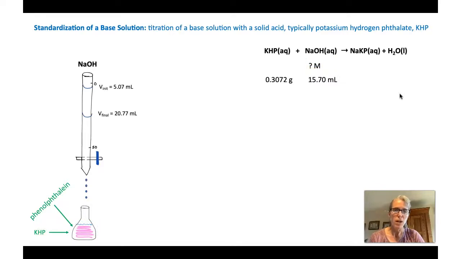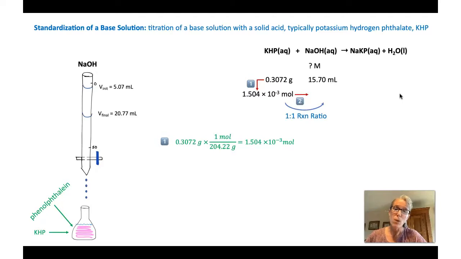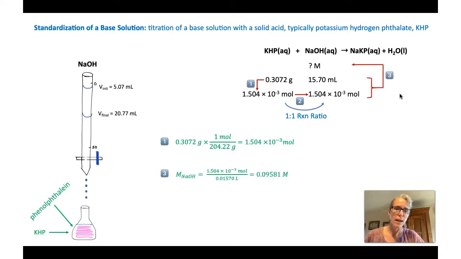So here, let's go through an example with the actual numbers. We've got 0.3072 grams of KHP. We need to know the moles, so we just use the molar mass of 204.22 and convert that to moles. Since we have a 1-to-1 reaction ratio, we also know that we have 1.504 times 10 to the minus 3 moles of sodium hydroxide that we added. Now since molarity is moles per liter, we've got the moles, we convert the 15.7 milliliters to liters, and we can very easily calculate the concentration of that solution. Okay, so very, very simple.